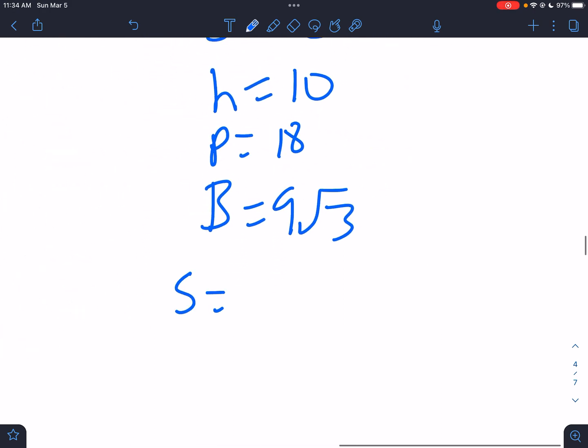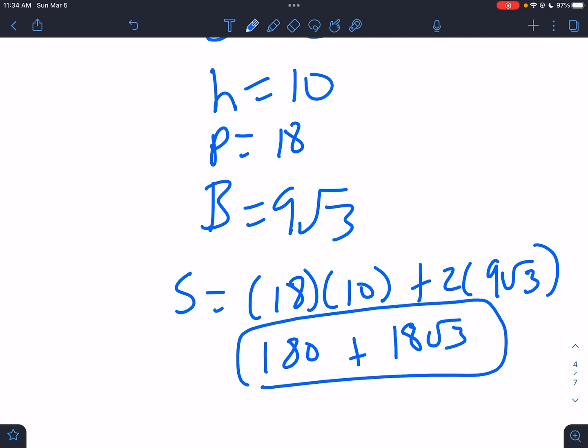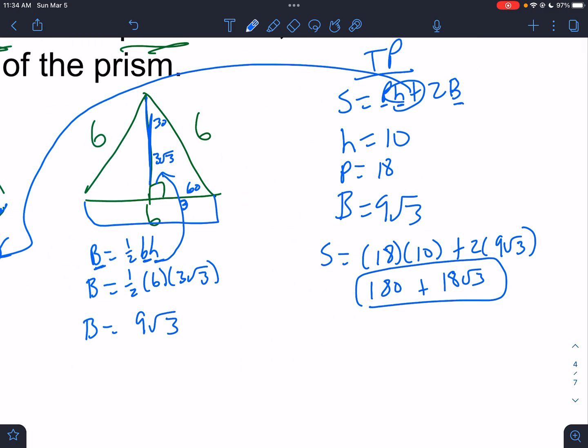So the surface area is the perimeter of the base times the height plus 2 times the area of the base. So that would be 180 plus 18√3, and we're done. If they ask you to round, you type that in. So we just got the surface area.